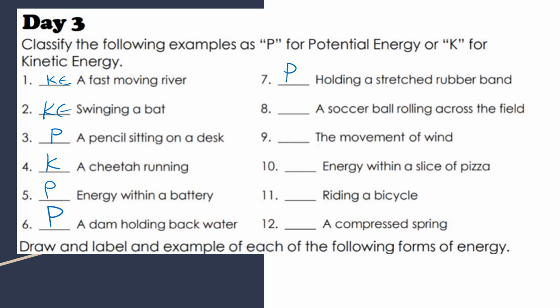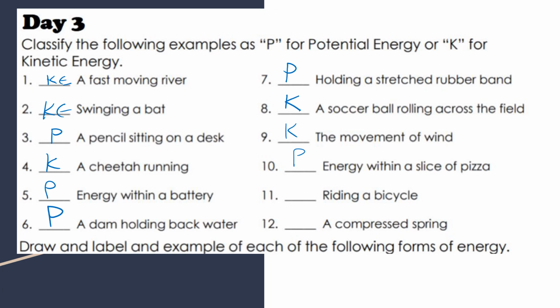Soccer ball across the field, kinetic. Movement of wind. And by the way, a fan produces wind, and wind is moving air. Kinetic. Energy within a slice of pizza. Remember, all the food you eat is stored potential energy in the form of chemical energy that you unleash. So energy within a slice of pizza, potential.